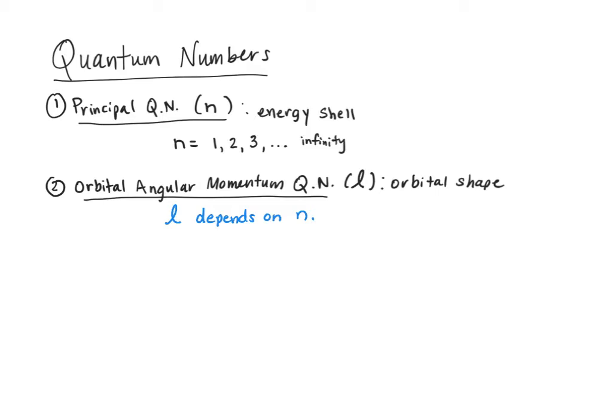Specifically, the values that l can take on numerically start at 0 and can increase to infinity, but can never be more than n minus 1. The energy shell number minus 1. For example, on the second energy shell, the value of l could be 0, could be 1, but could not be 2, and could not be anything higher than 2, because on the second energy shell, n minus 1 is 1.